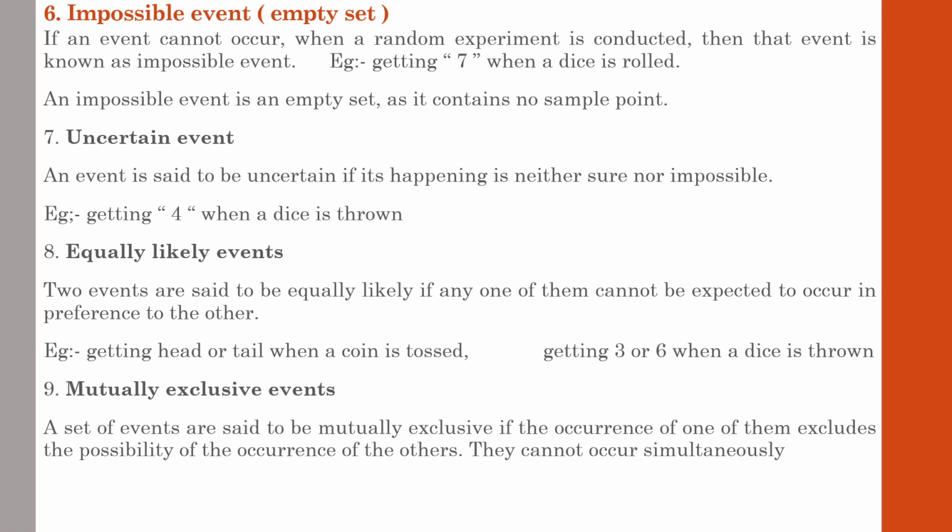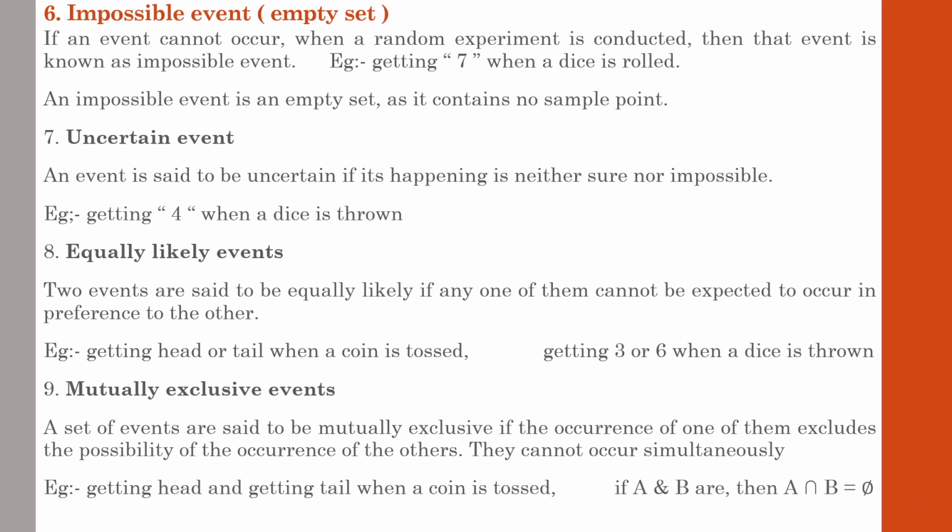Two mutually exclusive events cannot occur simultaneously. We know that if you toss a coin, head and tail will not come together, either head or tail. That is the concept. Getting a head and getting a tail when that coin is tossed is the best example of mutually exclusive events.